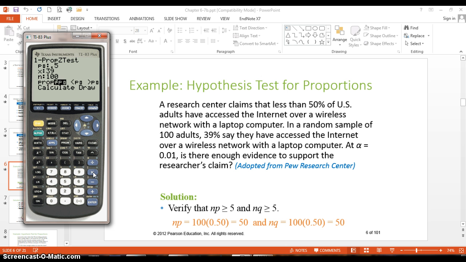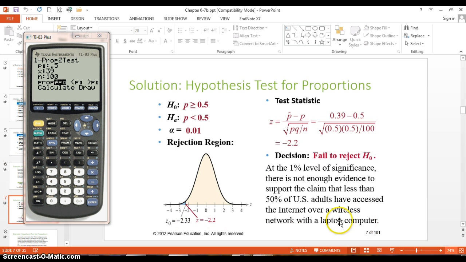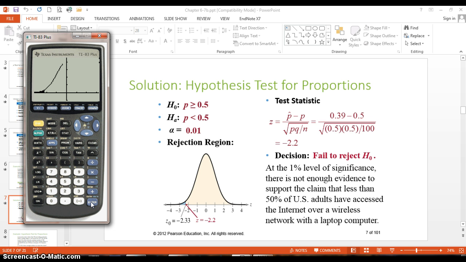And then lastly, what type of hypothesis test we're doing depends on HA. And that's the less than test. So arrow over to the less than, hit enter, and then go down to draw and hit enter. And it's going to sketch our normal distribution. So there's Z, that's our standardized test statistic. They told us it's negative 2.2, which is the same as if we had done this by hand. And the p-value here is 0.0139.